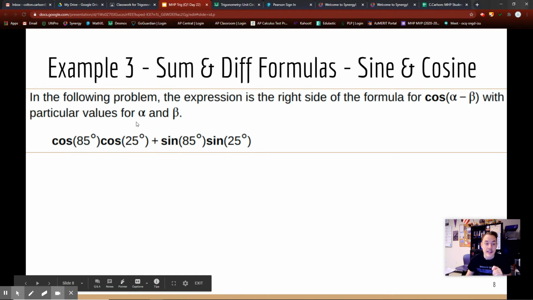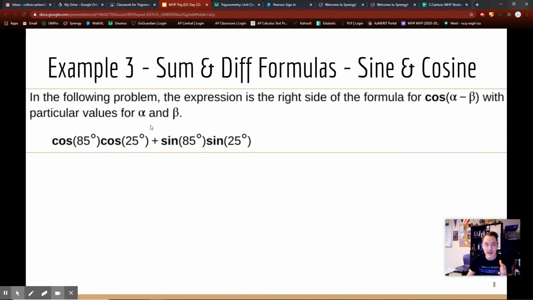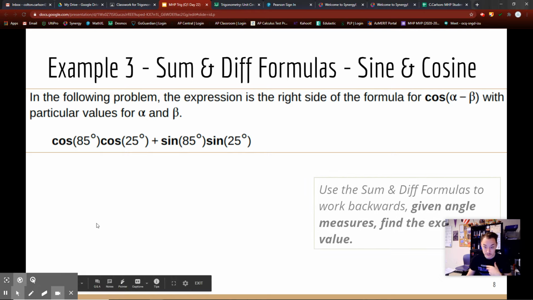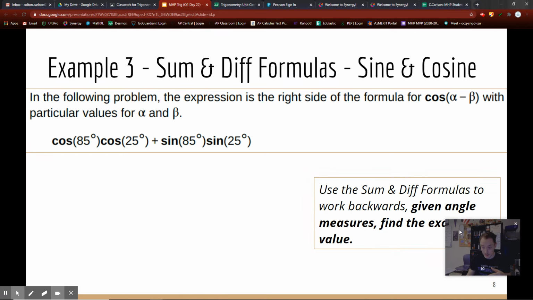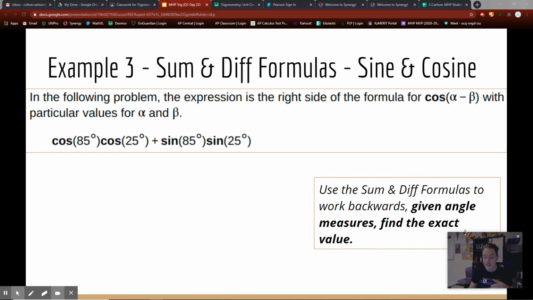Okay, so now in the following problem, you'll see something like this on MyMathLab, basically verbatim. The expression is the right side of the formula, so cosine alpha minus beta. So cosine of alpha minus beta is this, which means what I want to do, and it's going to ask you to use the formula to find the exact value. But basically, what you're going to do is work backwards.